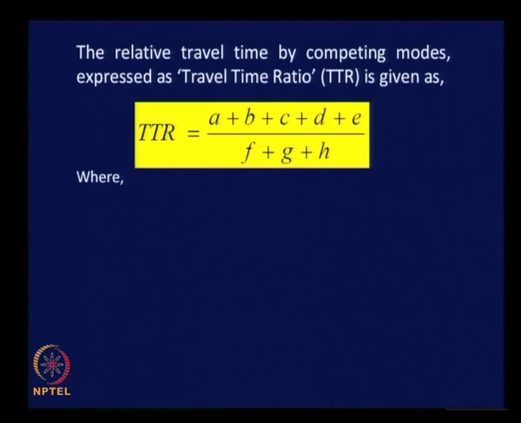The relative travel time by competing modes, expressed as travel time ratio, is given by this equation. By looking at the equation, you can understand that there are only two alternative modes being compared here. The travel time related to one mode is given in the numerator, and the travel time pertaining to another mode is given as the denominator for the equation. The modes considered are, as we have seen in the previous case, public transport mode and personal car. These were the two alternatives considered in this particular study also.